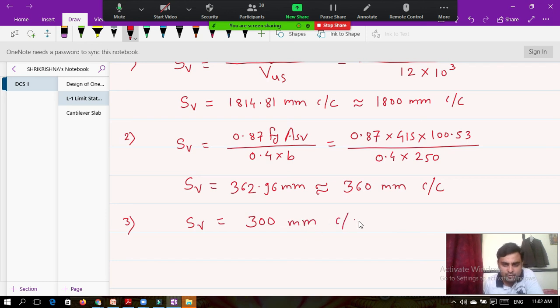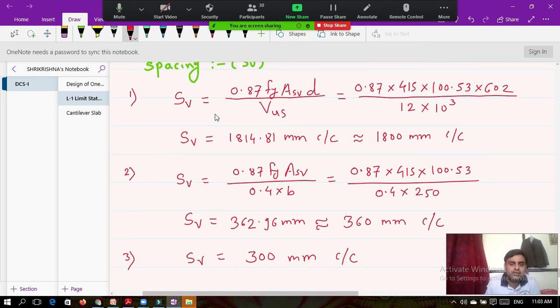So we should choose the least value out of these three values. We must choose the least value. कमीत कमी व्हॅल्यू चूज करायची आपल्याला या तीन मधली. पहिला क्रायटेरिया आहे, फर्स्ट इज दिस फॉर्म्युला.